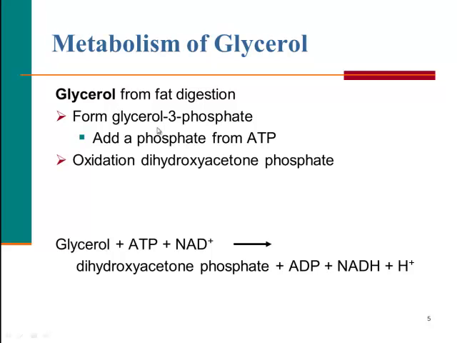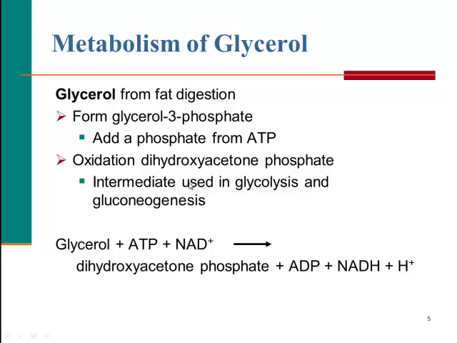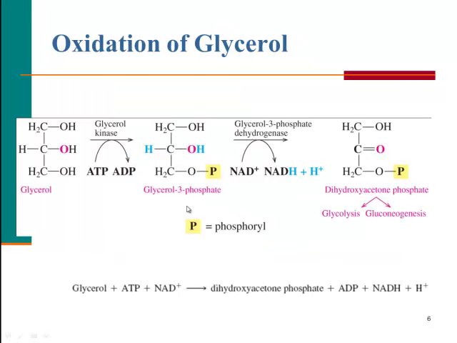And then we are going to oxidize that molecule into dihydroxyacetone phosphate. This is a molecule we've seen before, as an intermediate in glycolysis. It can also be used by the liver to go in the reverse direction to produce glucose in the process of gluconeogenesis. So this is what's happening with our glycerol molecule.